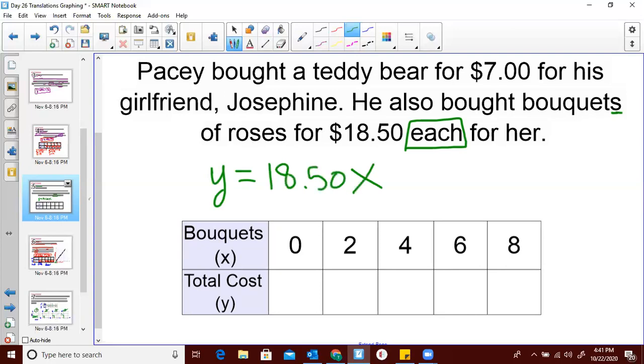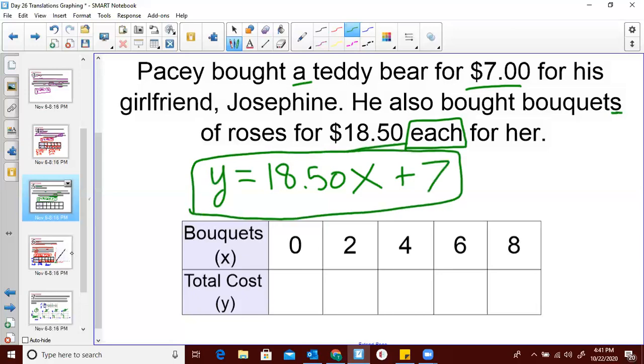Then it says he bought a teddy bear for $7, right? A teddy bear for $7. Remember, we're going to add because this is the total cost. Obviously, he's getting her flowers and a teddy bear, but he only bought one. It doesn't say he bought a couple, a few, 10, or how many. It just says a teddy bear. So we can infer that that's going to be one teddy bear. And this would be your equation, right? This would be your linear function.